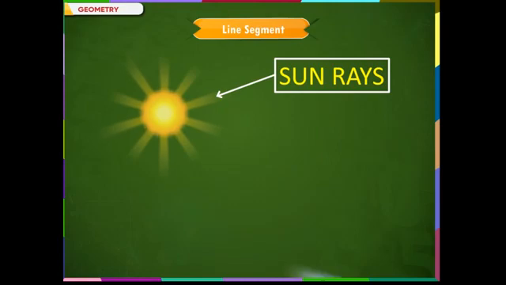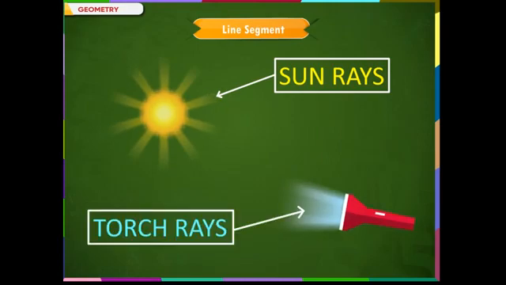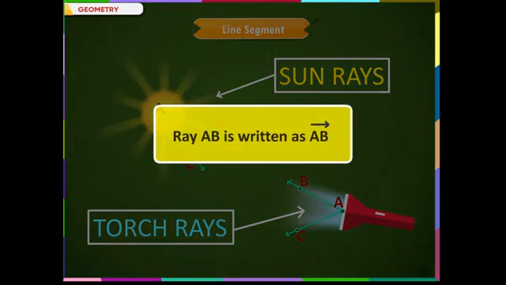What do we call the sun's light? We normally call it as sun's rays. We also get the rays of light from a torch. These lights give us an idea of rays. A ray originates from a fixed point and extends endlessly in one direction. As you can see here, point A is the fixed point and the rays are extending in one direction. If we put a point B here, we can say that this is ray AB and this is written as.